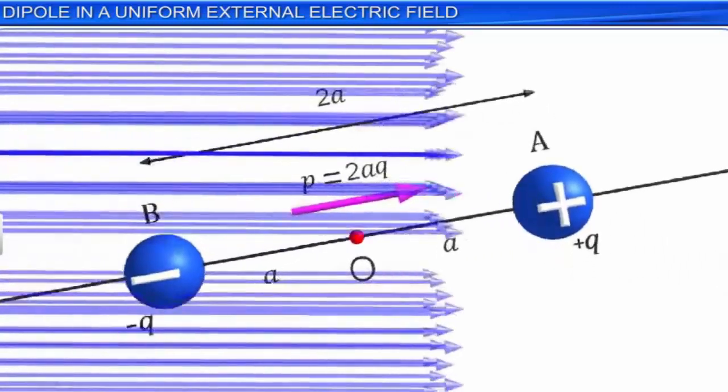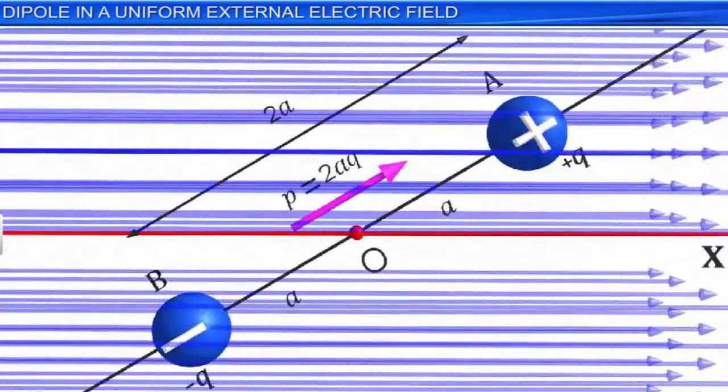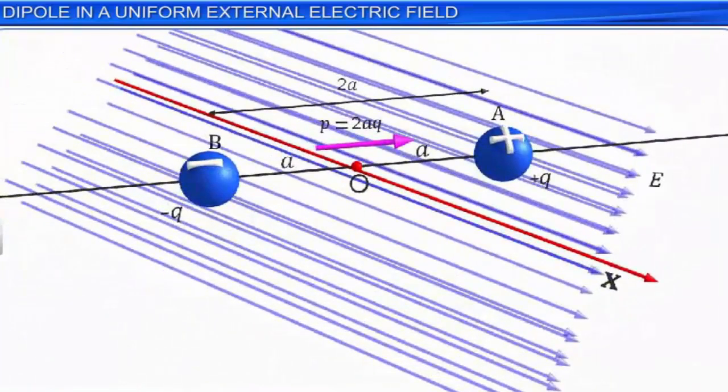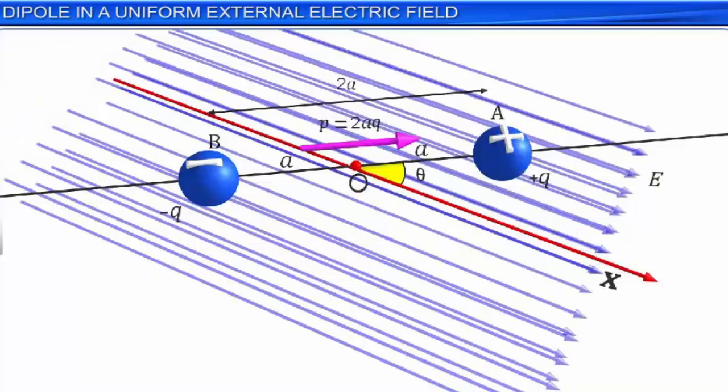Let the electric dipole be placed in a uniform external electric field of strength E, with its axis AB making an angle theta with the direction of the external electric field. Now, the charge plus q of the dipole experiences a force F equal to qE in the direction of the external electric field, and the charge minus q of the dipole experiences a force F equal to qE in the opposite direction of the external electric field.